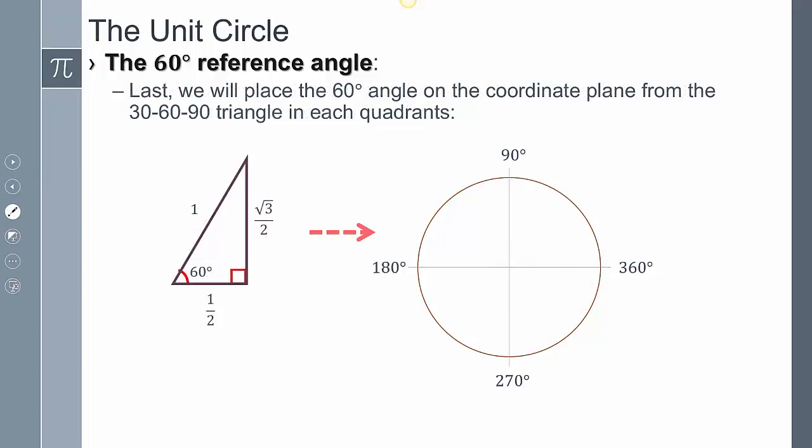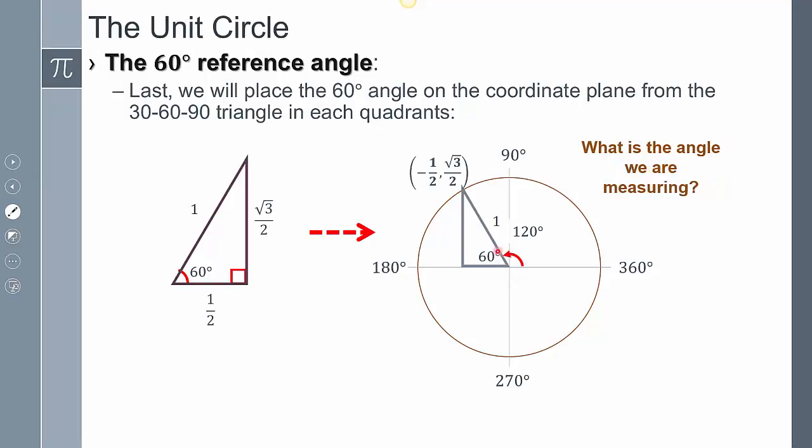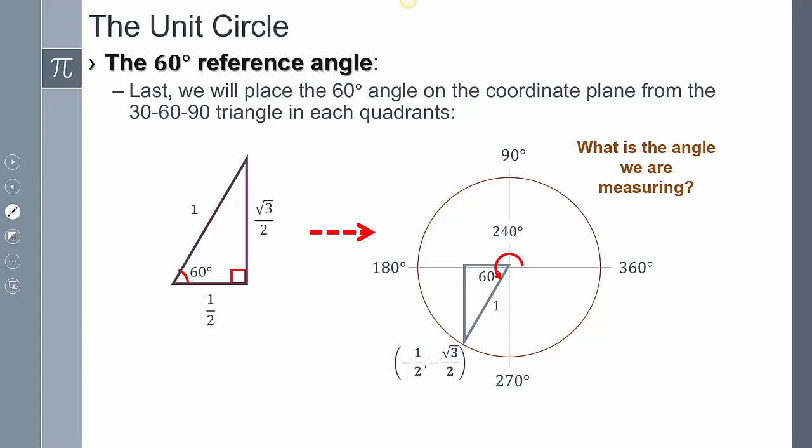And then if I have a 60 degree reference triangle, this distance now here is 1/2, and this distance here is radical 3 over 2. And so placing it into quadrant 2, that's 90 plus 30, so that's 120. And so I can go through and place it in all the other quadrants, and you get all those different values as they move throughout the different quadrants.